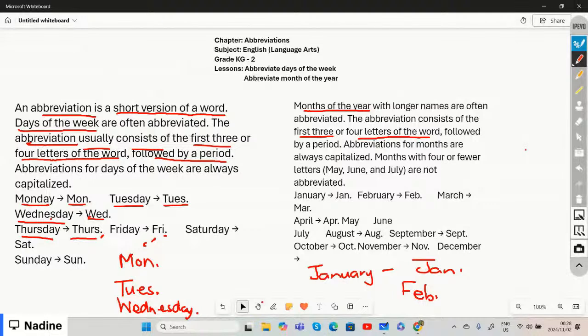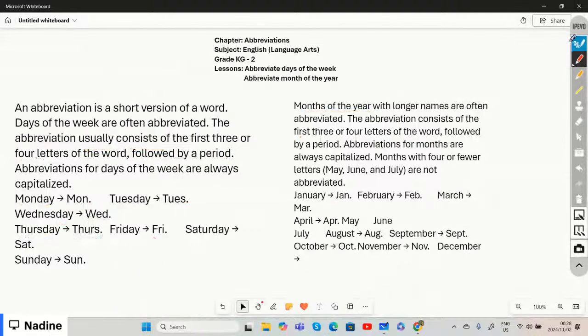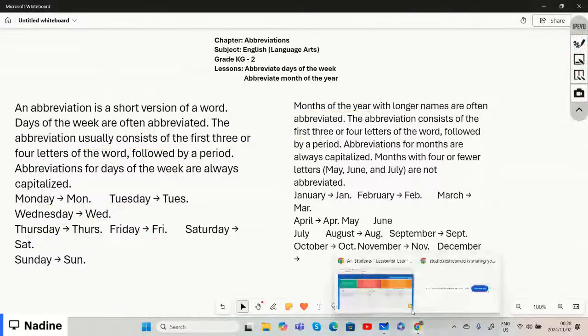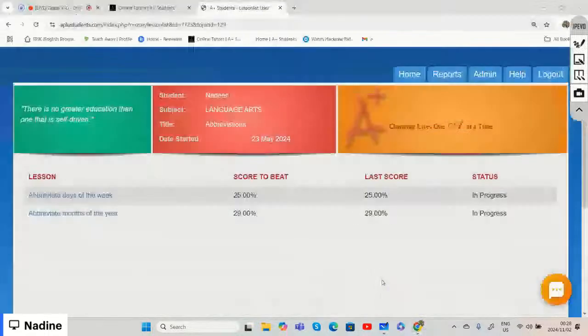All right. And once again, like we said, the same as we did with the days of the week, we are going to shorten the months of the year: the first three or four letters of the word, followed by a period. All right. Let us go to the test. We're going to abbreviate the days of the week.